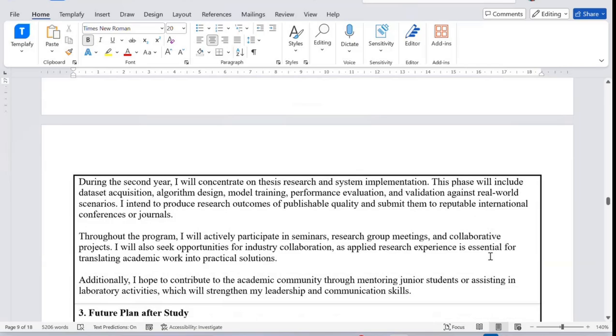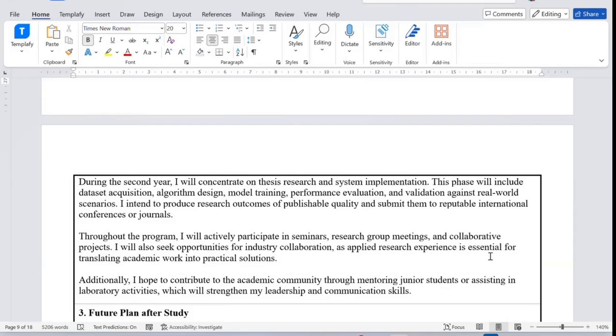During the second year, I will concentrate on thesis research and system implementation. This phase will include dataset acquisition, algorithm design, model training, performance evaluation, and validation against real world scenarios. I intend to produce research outcomes of publishable quality and submit them to reputable international conferences or journals.